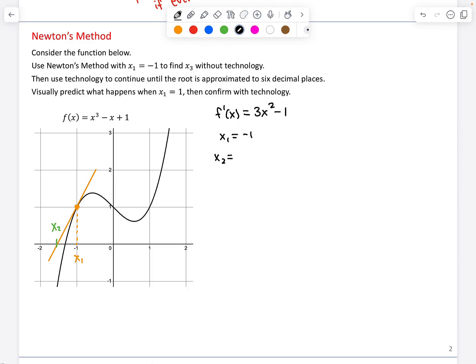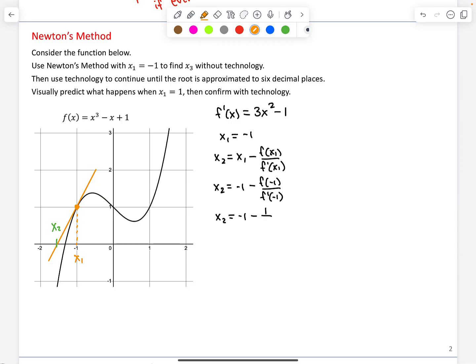We know that x sub 2 will be equal to x sub 1 minus f of x1 over f prime of x1. So specifically, x sub 2 will be equal to -1 minus f of -1 over f prime of -1. So substituting in values, I'll do a lot of this work in my head, but looking at f, plug in -1 for all the x's. -1 cubed is -1 minus -1. So the first two terms will cancel, and then we'll get +1. So f of -1 is +1.